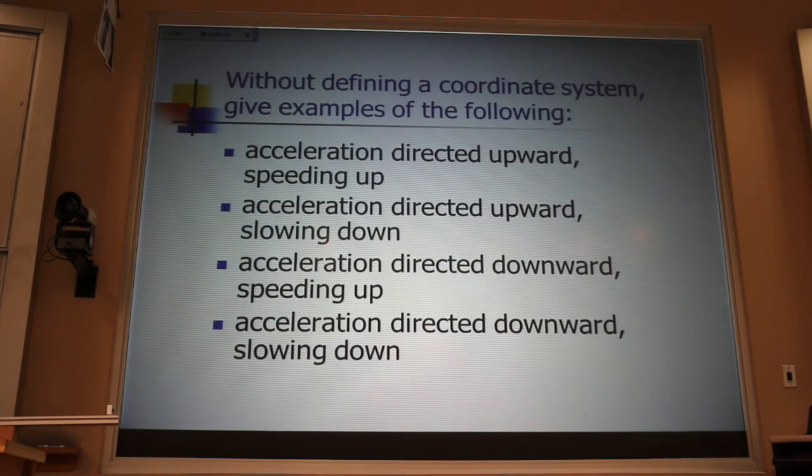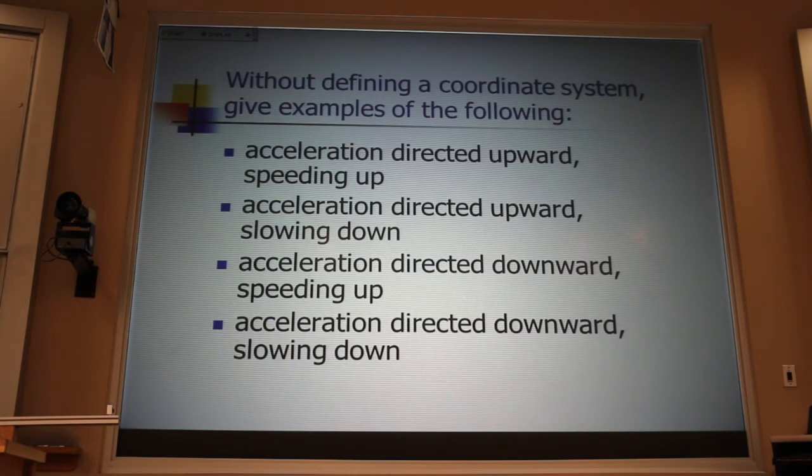First category, acceleration up, speeding up. Who's got an example? Raise your hand. Yes, sir. Shooting a rocket. A rocket, and what's the rocket doing? Blasting off. 10, 9, 8, 7, 6, 5, 4, 3, 2, 1. Good. Any other example? A balloon. A balloon that you've let go. Okay, that's so cute. Some kid lost his balloon.